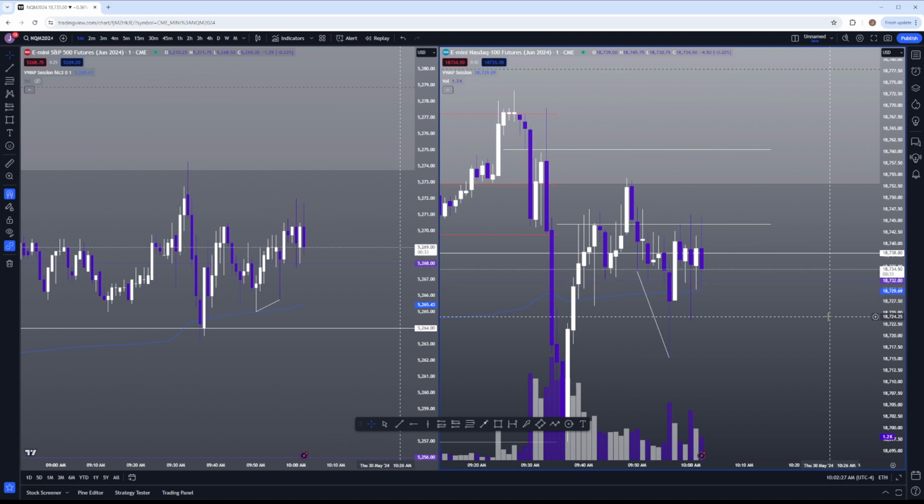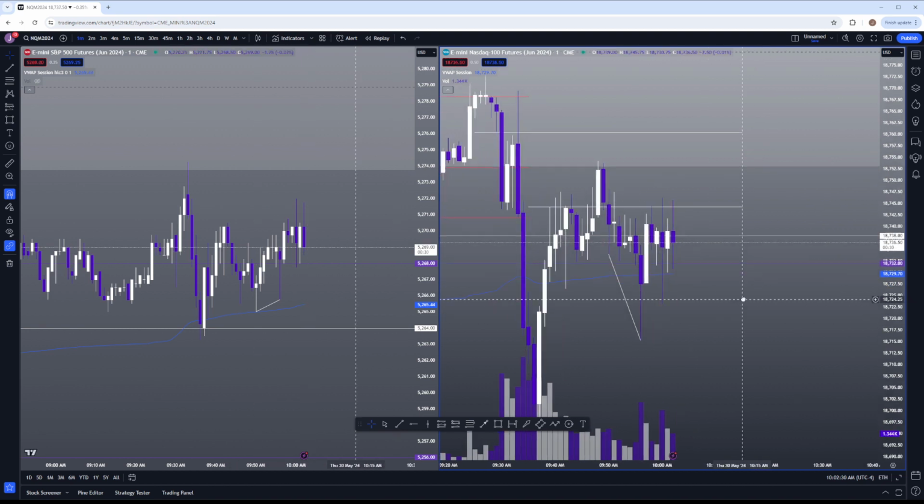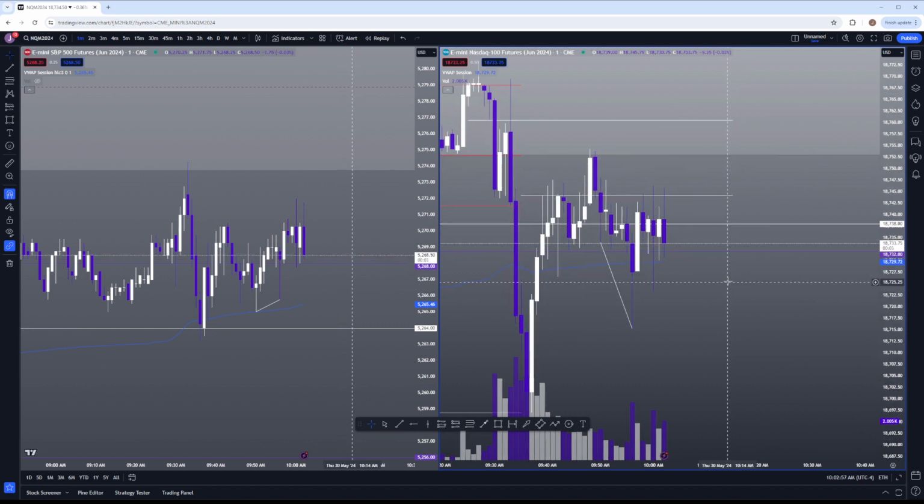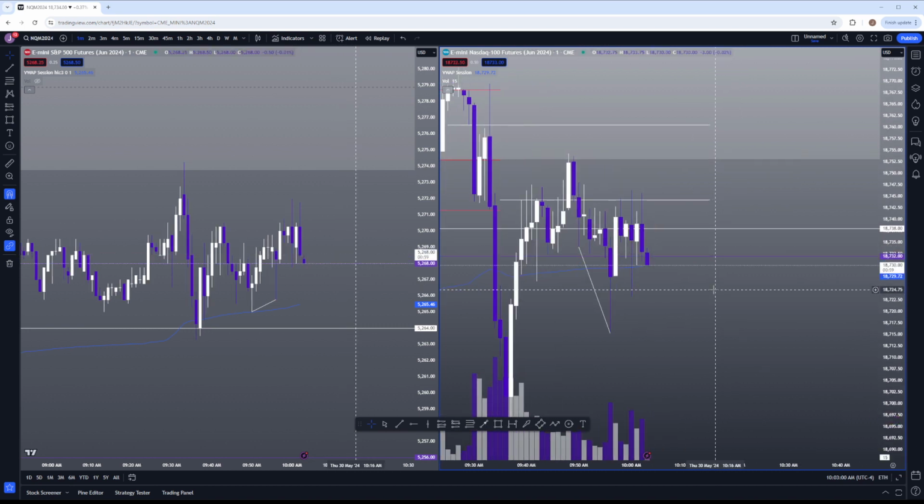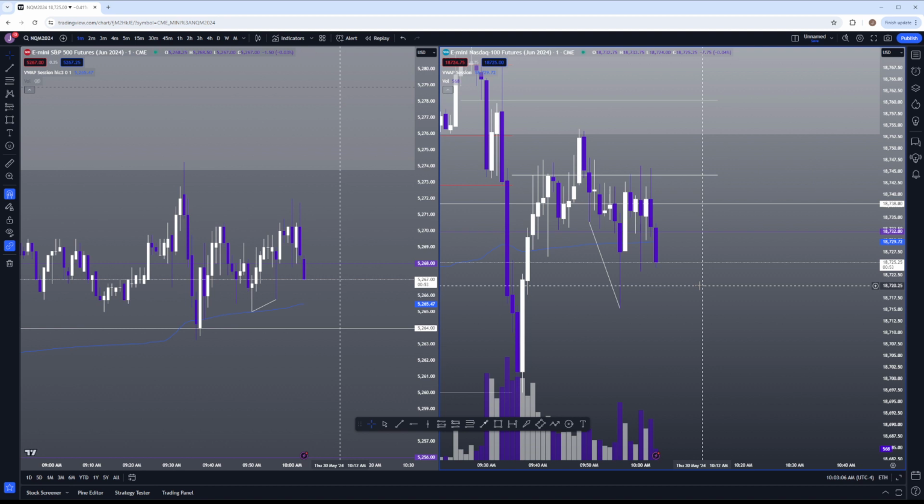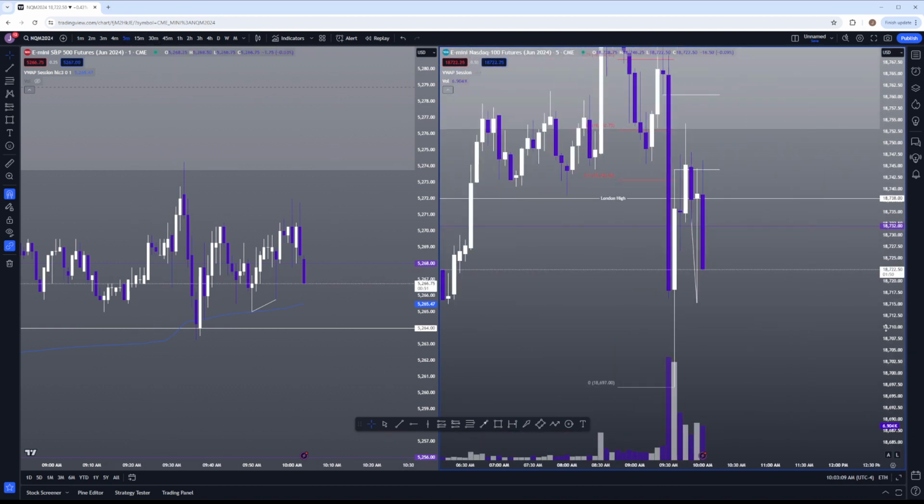All right, we still can't break out of this accumulation. We're still just sitting right in the middle of it. Just gotta wait for that to end. See if we're gonna get that drop.